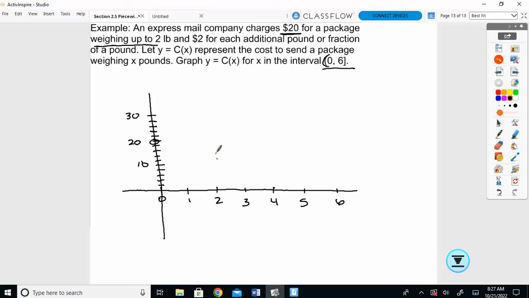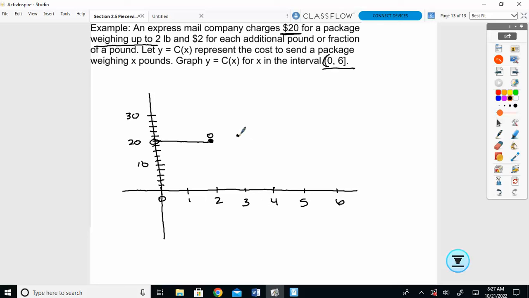Okay, and we are going to stay here for everything up to 2 pounds. So if my package weighs 2 pounds, I'm still just paying $20 to mail it. But as soon as it goes over that 2 pounds, so if it's 2.1 pounds, what happens to my cost? Goes up $2. Okay, can I put another closed circle here? No, it's a function. So this would have to start with an open.